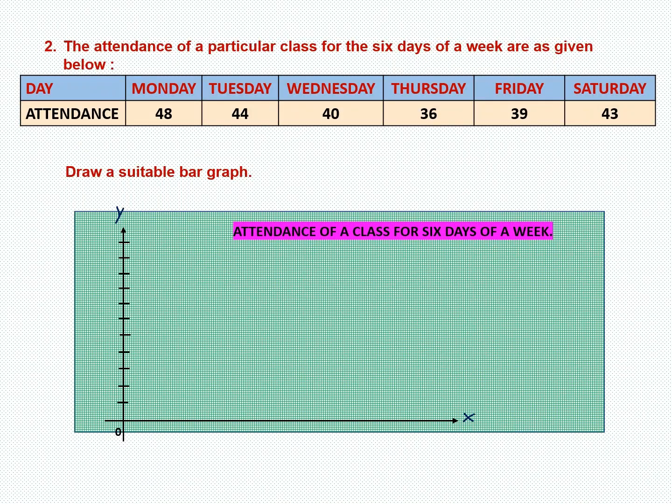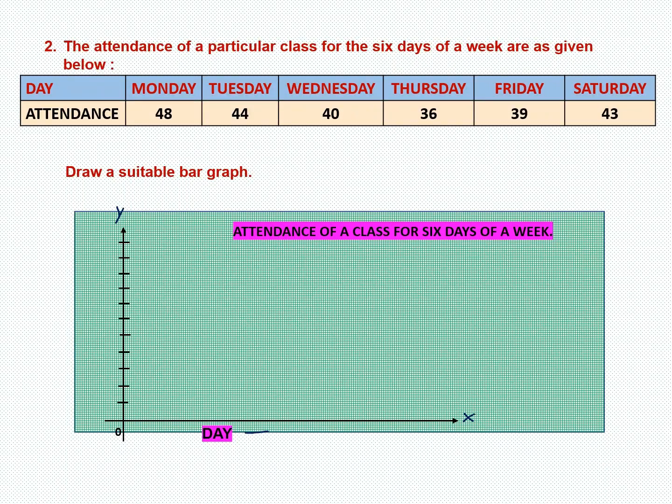Then we write a title. Title, again, take it from your question. What does the title say? Attendance of a class for 6 days of a week. This is your title. Then what are we showing on the x-axis? We're going to show the day of the week.